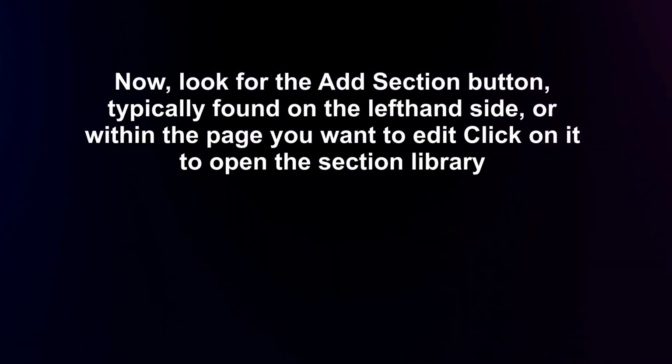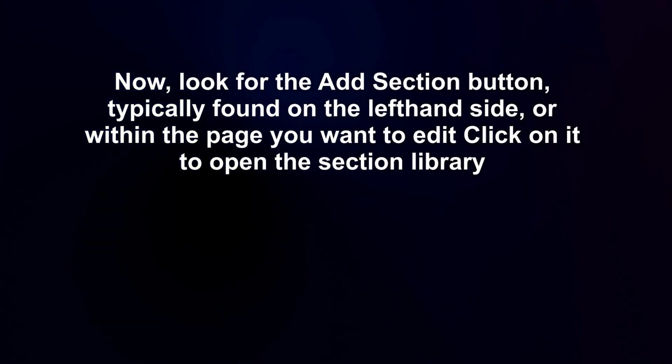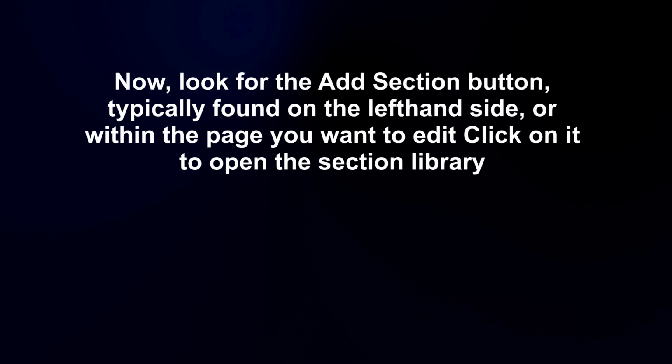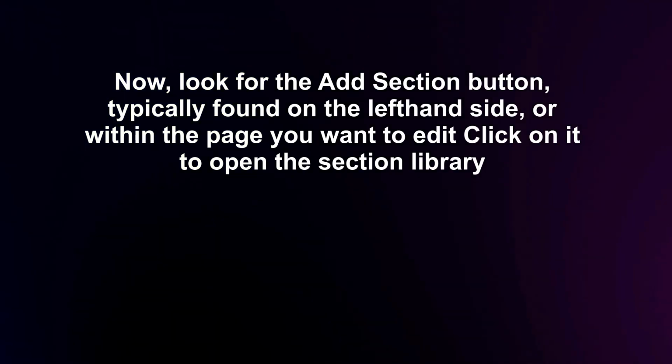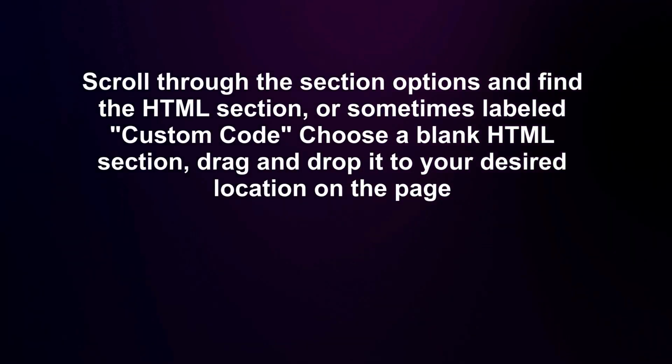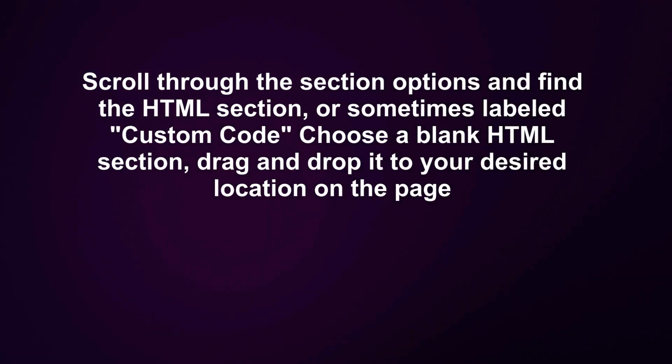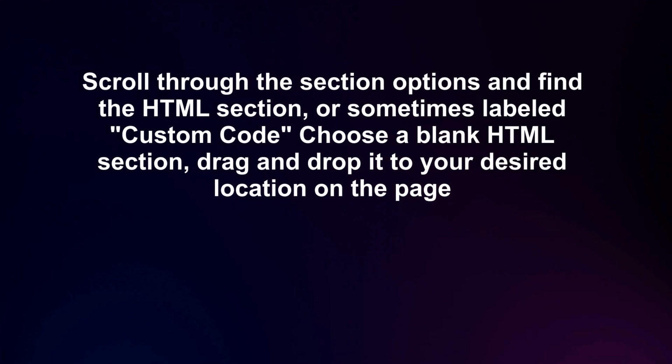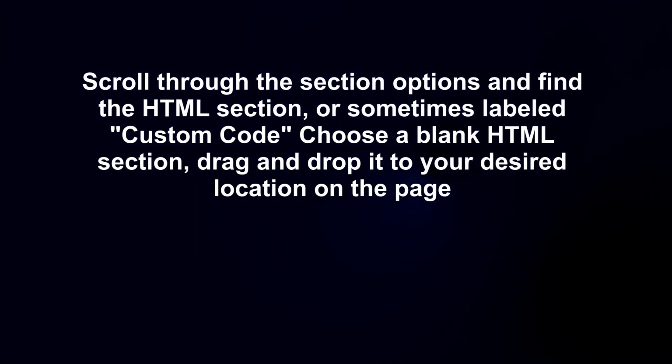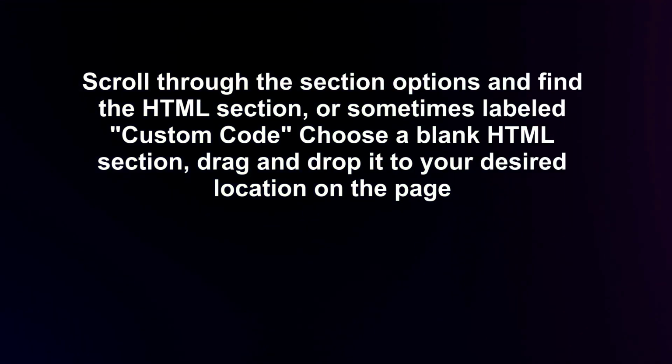Now, look for the Add Section button, typically found on the left-hand side, or within the page you want to edit. Click on it to open the section library. Scroll through the section options and find the HTML section, or sometimes labeled custom code. Choose a blank HTML section. Drag and drop it to your desired location on the page.